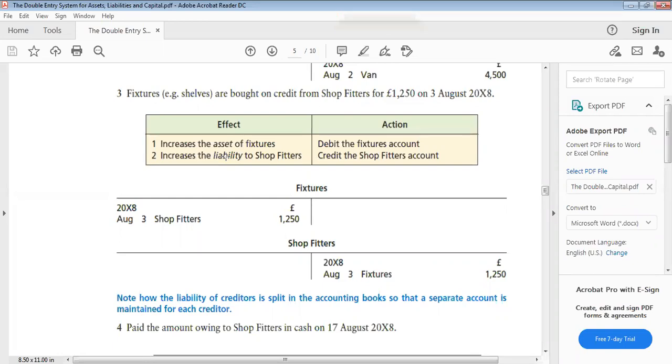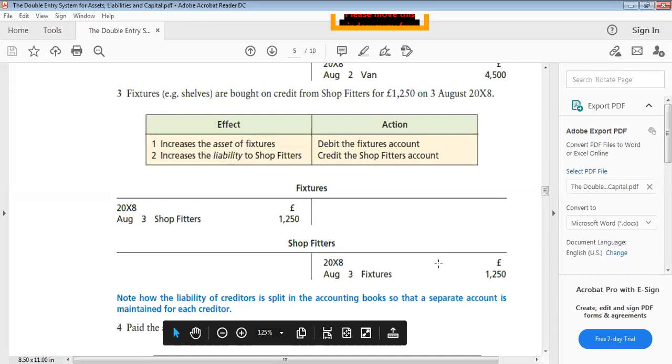All right. So therefore, you put in the money: you debit fixtures with 1,250, August 3, 2008, and you credit shop fitters with 1,250. And you put in the description: for shop fitters, fixtures, and for fixtures, shop fitters. All right.